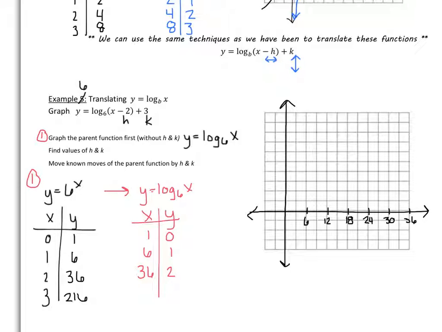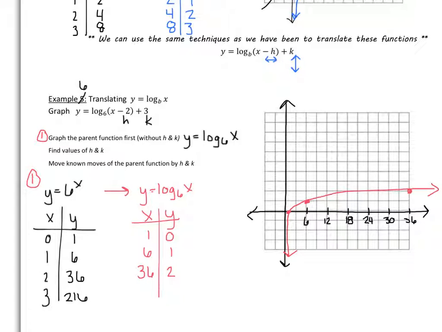So I'm going to graph this equation. So 1, 0 is just going to be barely right there. 6, 1, 36, 2. So you can see this graph is going to be something like this. All right.